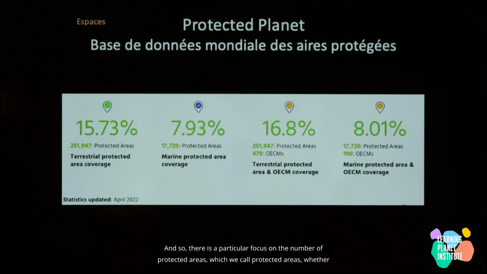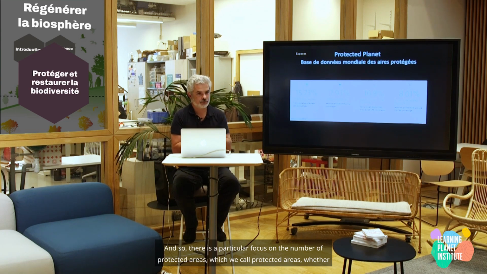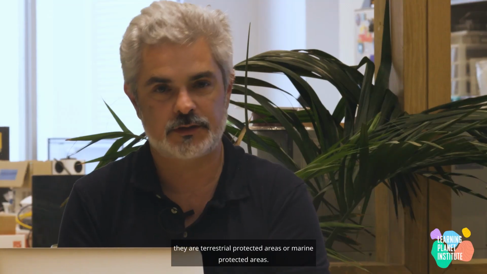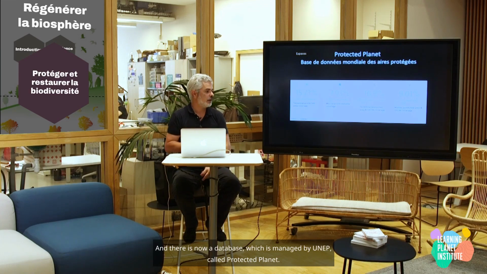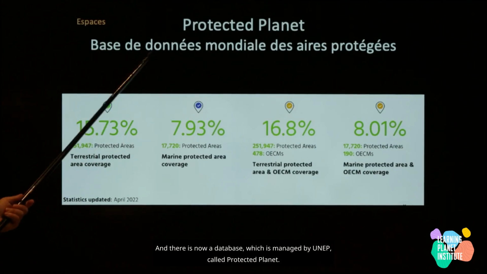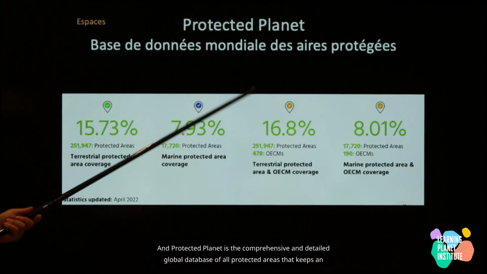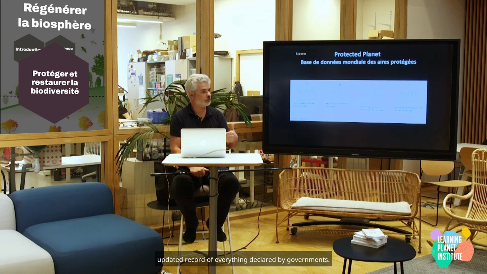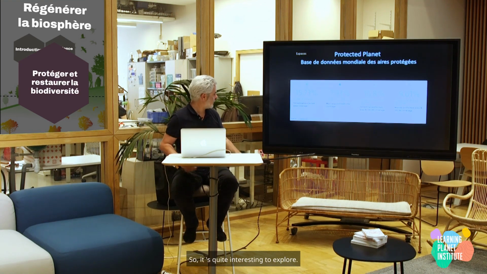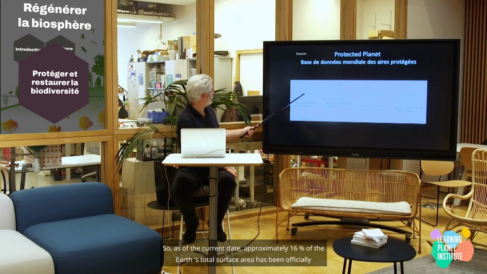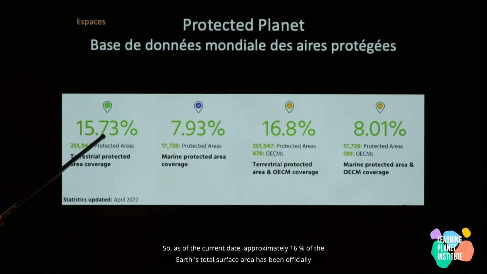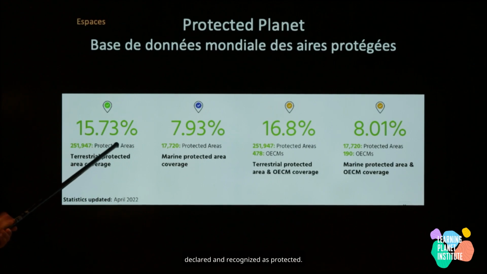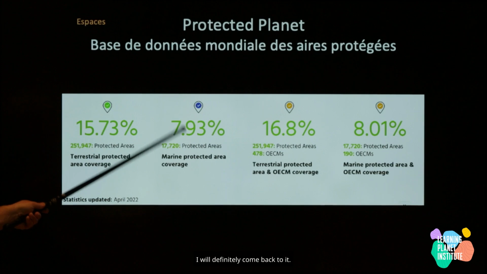And so there is a particular focus on the number of protected areas, whether they are terrestrial protected areas or marine protected areas. And there is now a database which is managed by UNEP called Protected Planet. Protected Planet is the comprehensive and detailed global database of all protected areas that keeps an updated record of everything declared by governments. So it's quite interesting to explore. As of the current date, approximately 16% of the Earth's total surface area has been officially declared and recognized as protected. I will definitely come back to it.